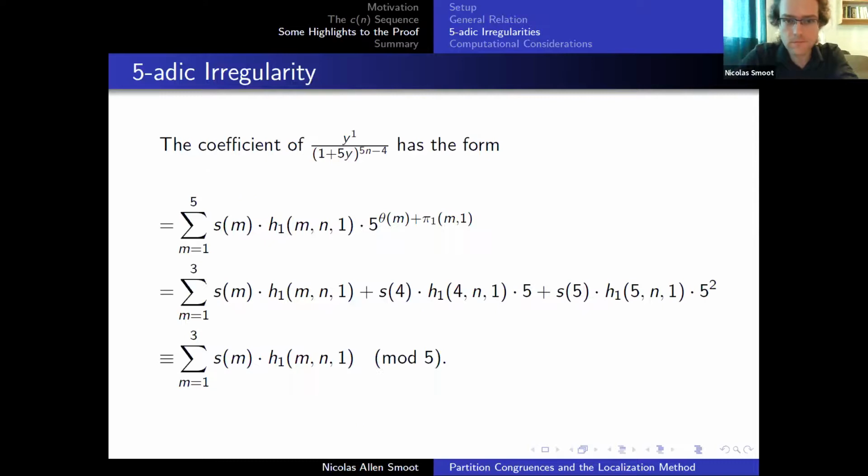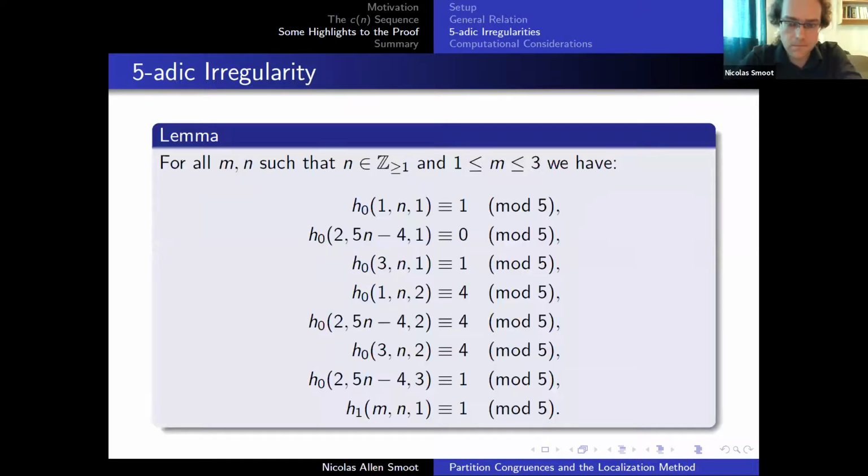So like here, the coefficient of y to the 1 over 1 plus 5y to the 5n minus 4 has this form here. And for large enough m, for m equal 4 or 5, I pick up the extra power of 5 I need. I don't have to worry. So I can reduce this mod 5 to these first 3 terms. And it turns out these auxiliary terms, h1, I know the arithmetic properties of these. It took me weeks to figure these arithmetic properties out. But rest assured what this means, look on bottom, for example, h1 of mn1 is 1 mod 5.